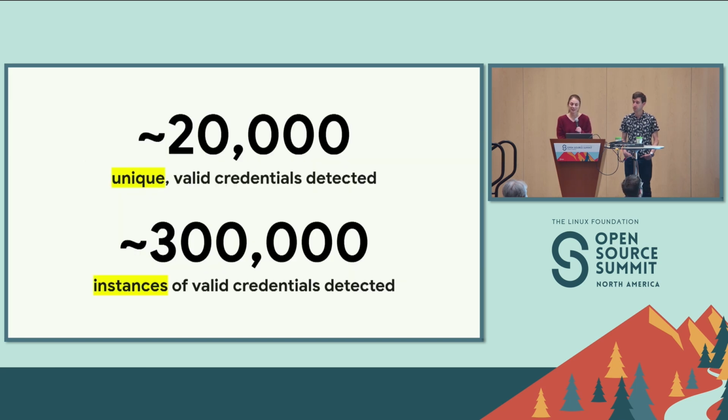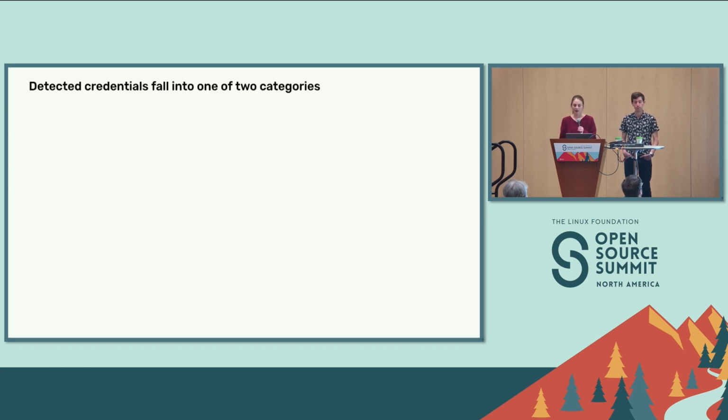Okay, we've talked about the uniqueness of leaked credentials, but now let's talk about the other word we used to describe them, which was valid. We're able to categorize the credentials we detect into one of 2 categories. To understand how these categories work, let's talk a bit more about the scanning mechanism.